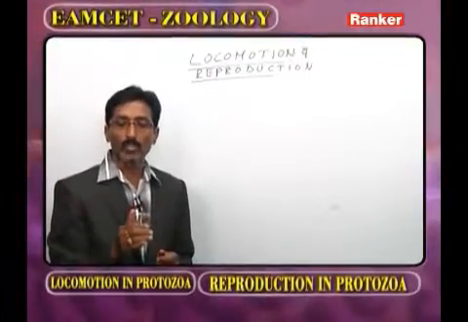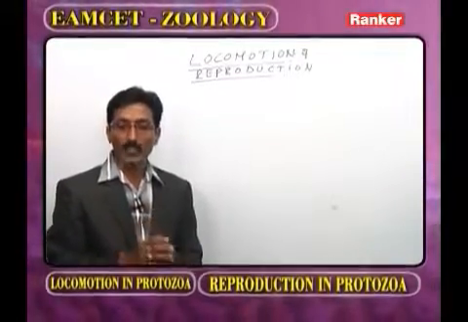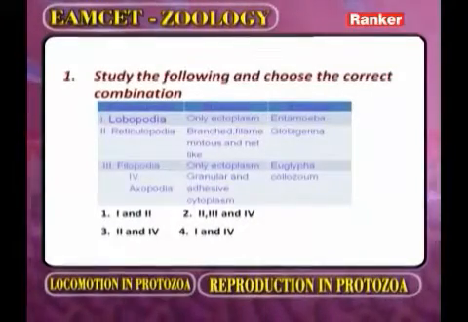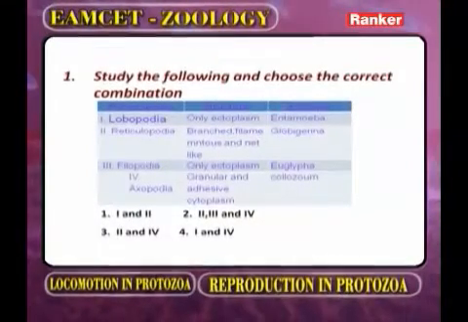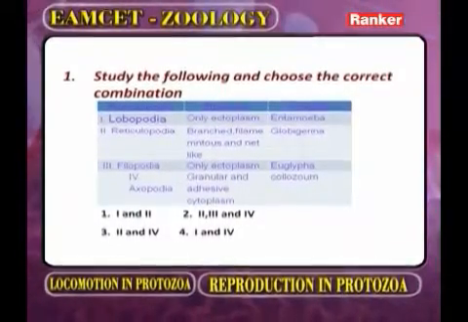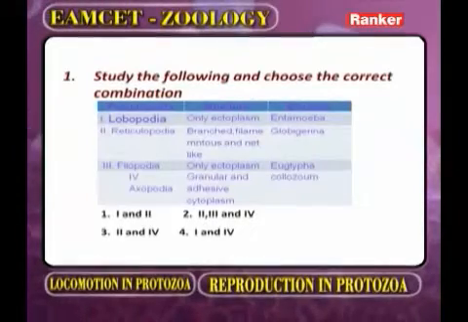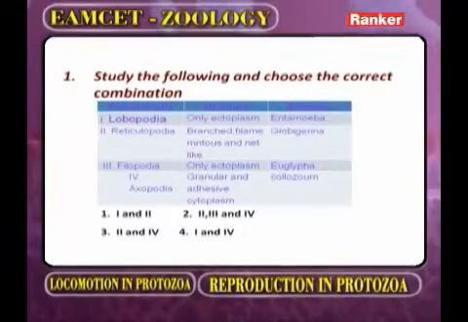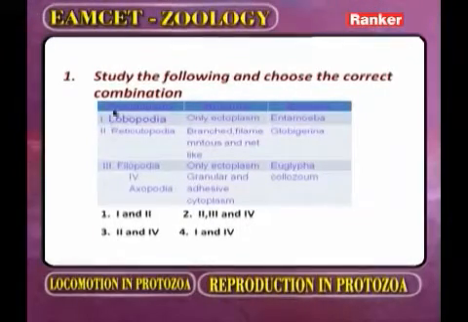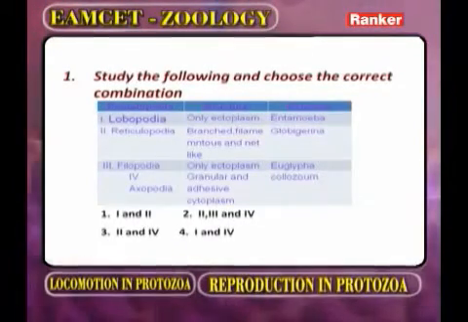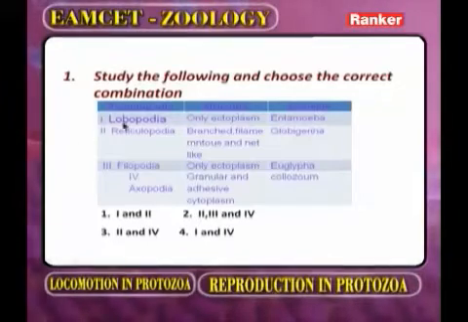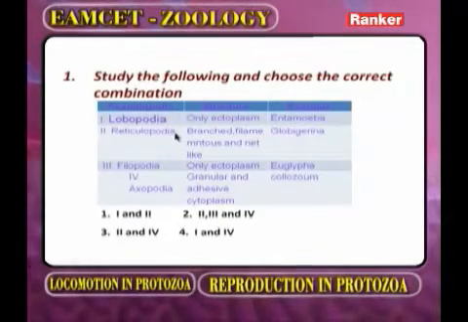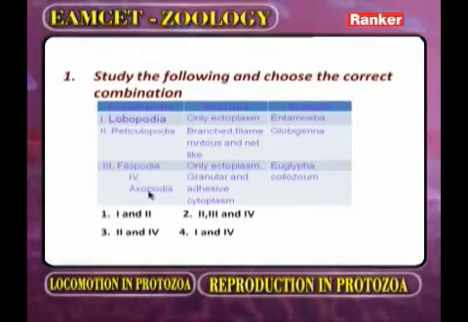Now you have to study the question. The first one is, study the following and choose the correct combination. Here this is a three columns matching or link question. Now in the first column, what is present? Pseudopodia. Second one, what is present? The structure. Third one we call example. In the first column: lobopodia, reticulopodia, phylopodia and exopodia.